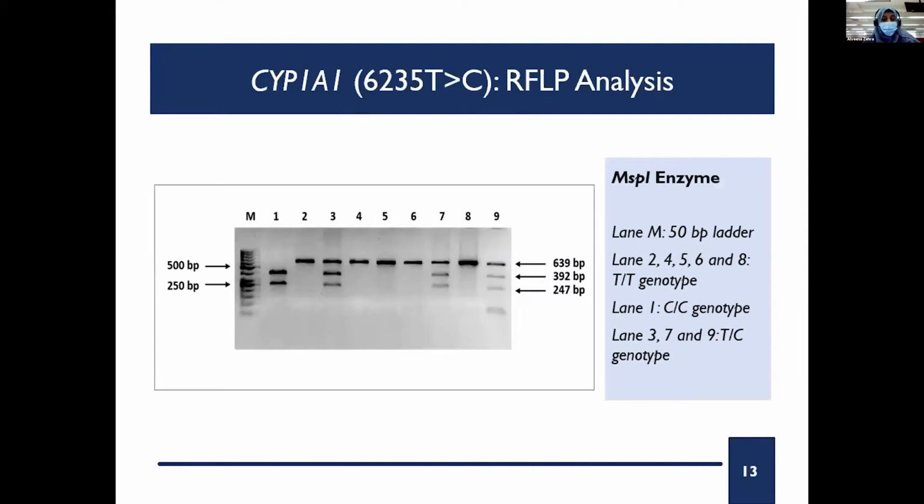That was a schematic diagram, and this is the real original gel image of RFLP analysis. Here you can see that lane 2, 4, 5, 6 and 8 indicate T genotype, whereas lane 1 indicate homozygous variant allele, that is CC genotype, and lane 3, 7 and 9 indicate TC genotype.